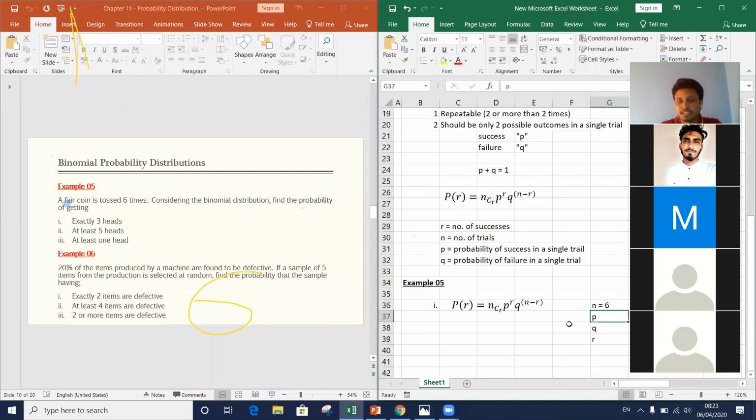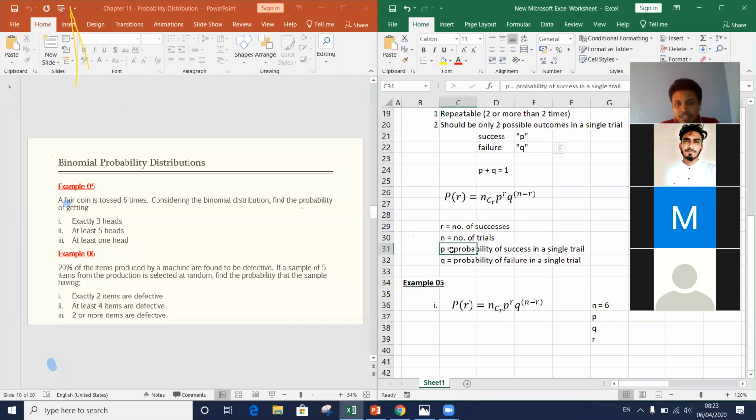Number of trials, 6. What should be the p value? P means probability of success in a single trial, right? Probability of success in a single trial. එක වතාවක් විතරක් අපි success කියලා දැන් මෙතන දාගන්නේ මොකක්ද? Getting head or getting tail? What is our success? Right? Success.